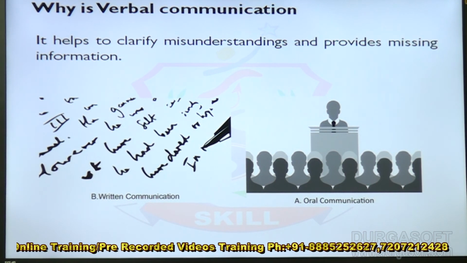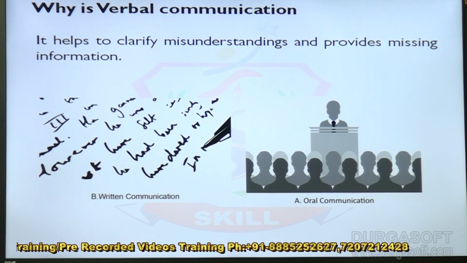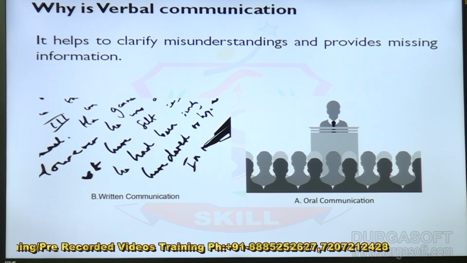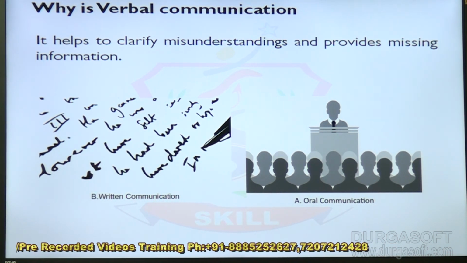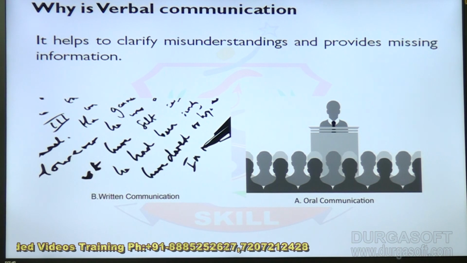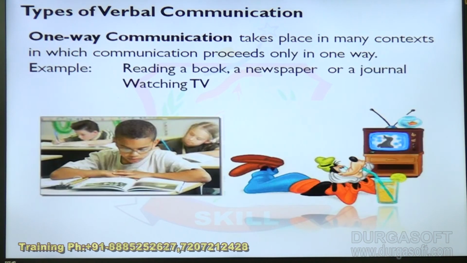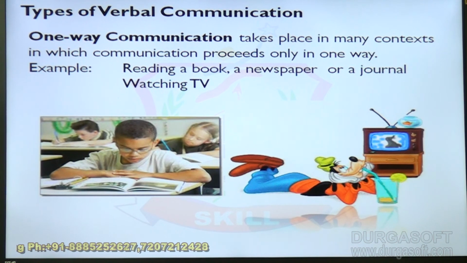Why is verbal communication required? It helps to clarify misunderstandings and provides missing information. Whatever information is missing between people, you can convey, and you can clarify the misunderstandings between people. So written communication and oral communication are very important. Among the types of communication, one-way communication is one type of verbal communication.